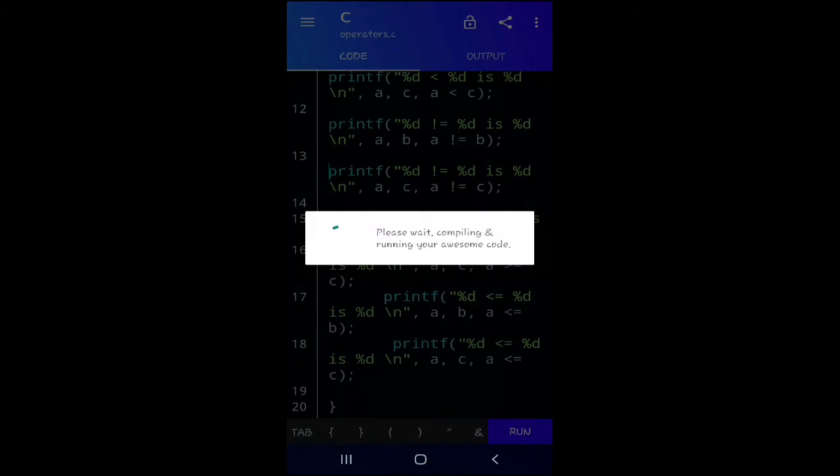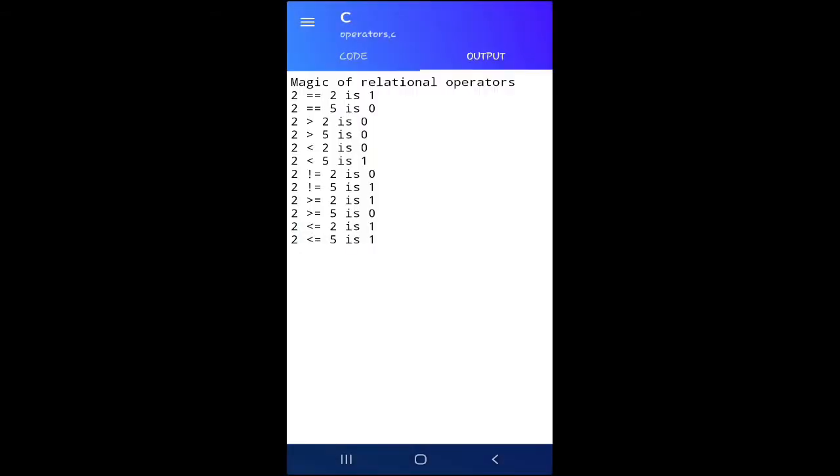Run it. There is no user input, we have already assigned the values. Here it is, this is the output for our program. 2 equals 2, it is true, so we have got the answer 1, because if the condition is satisfied we get 1, otherwise 0. 2 equals 5, false, 0. 2 less than 2, false, absolutely false, 0. 2 greater than 2, false.